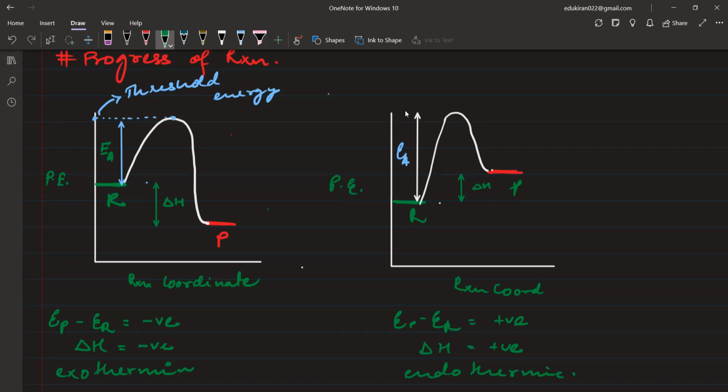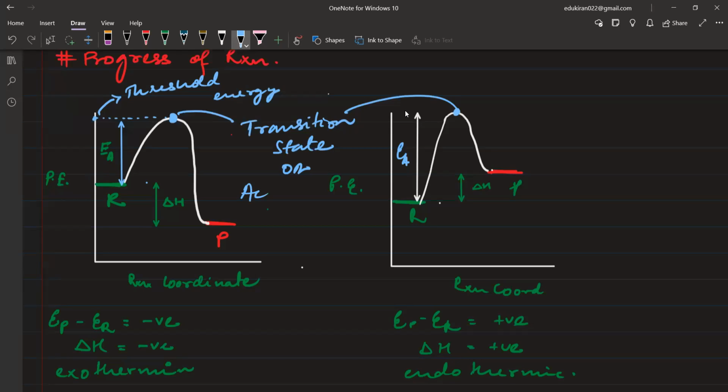Now, listen to this last point here. In the complete reaction, this point and this point have the highest energy, and at this point the reactant species will have some kind of atomic configuration. That atomic configuration is known as the transition state, or it is also known as the activated complex. Okay, guys, yes or no, please tell me. Yes. Please note this down. Let me know when you're done.